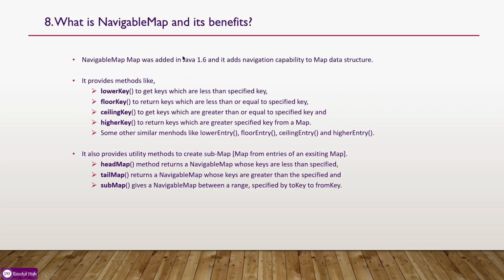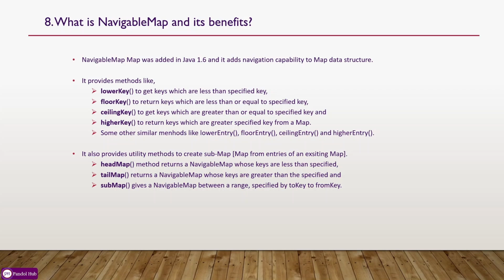What is navigable map and its benefits? Navigable map was added in Java 1.6 and it adds navigation capability to the map data structure. It provides methods like lowerKey to get keys which are less than the specified key, floorKey to return keys which are less than or equal to the specified key, ceilingKey to get keys which are greater than or equal to the specified key, and higherKey. These are some utility methods which the navigable map provides in addition to the map data structure.